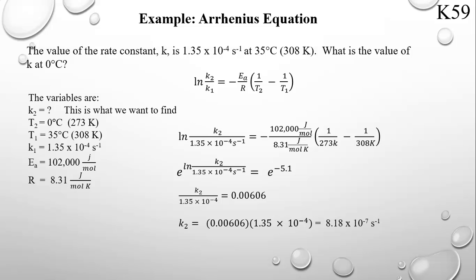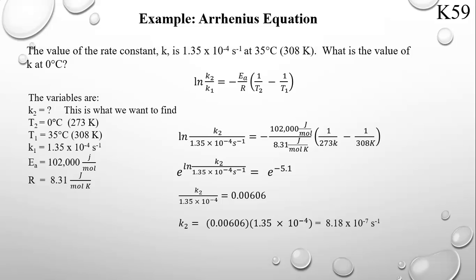So we have that ln over on the left-hand side, right? So how do we get something out of a natural log? We use the inverse property. We raise e to that exponent, and it looks like a big exponent, and it is, but that's okay. And then once you simplify the right-hand side of that equation, the 102,000 over 8.31 times 1 over 273 minus 1 over 308, you would end up with negative 5.1. So you raise e to the power of both of those sides.